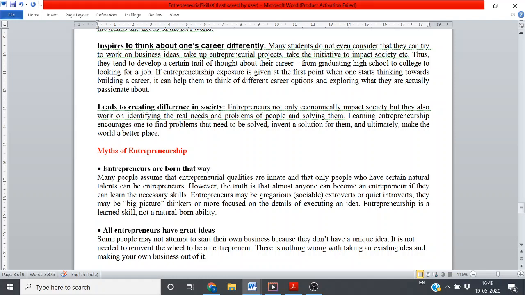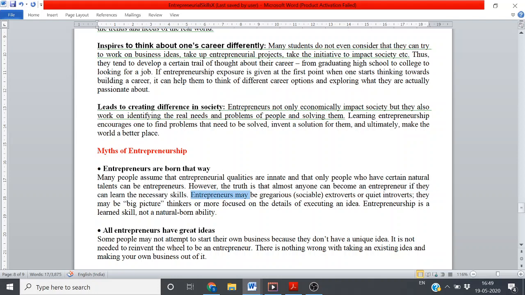Now talking about the myths of entrepreneurship. Myth is जो चीज़ें हमें लगता है कि ये ट्रुथफुल हैं बट होती नहीं हैं, उसको हम बोलते हैं it's a myth. First thing, people say entrepreneurs are born that way. That means entrepreneurs have some instinct or some skills by birth, but that's not true. The truth is that almost anyone can become an entrepreneur if they can learn the necessary skills.